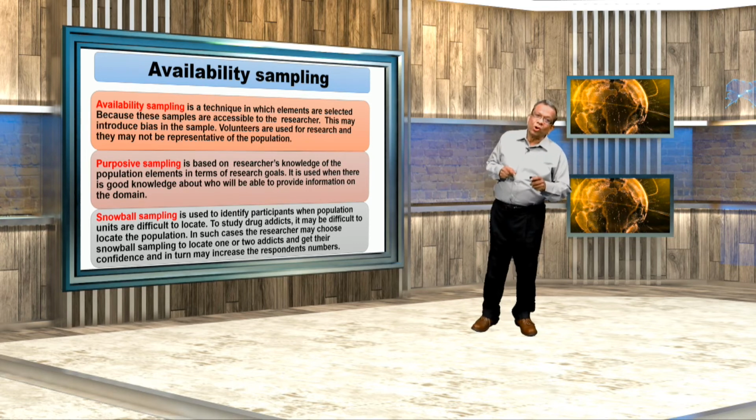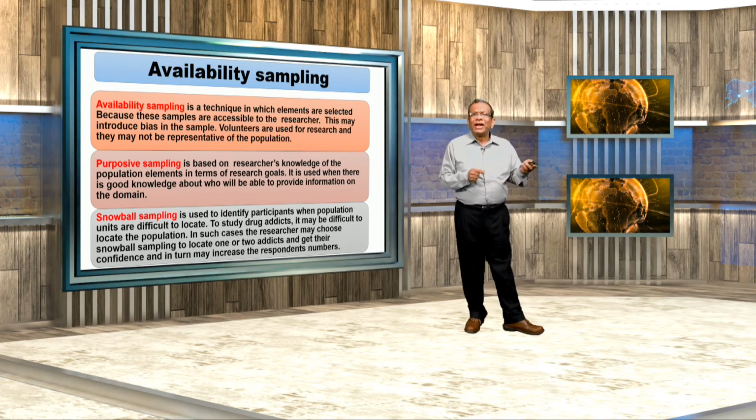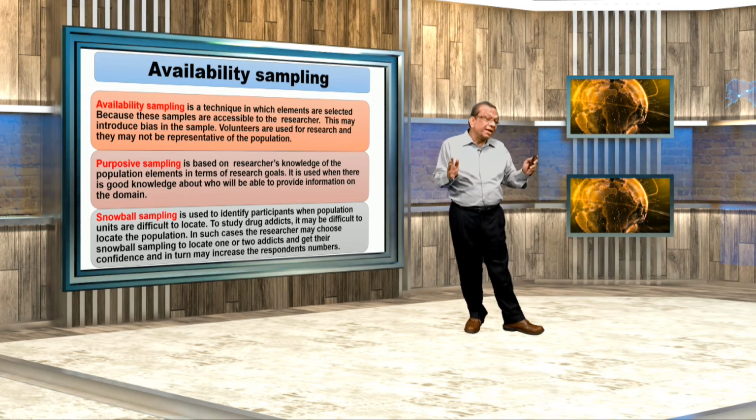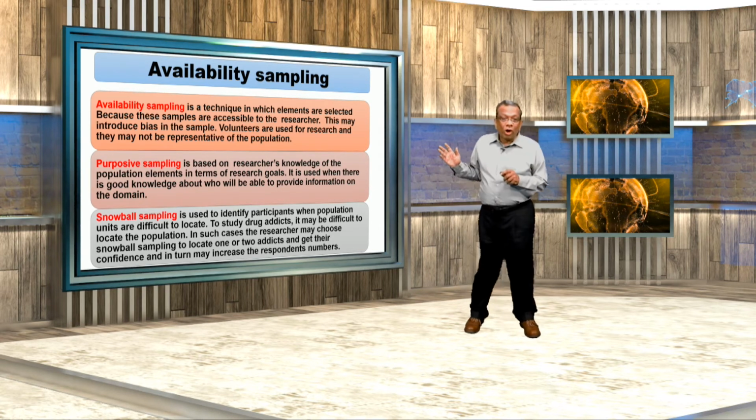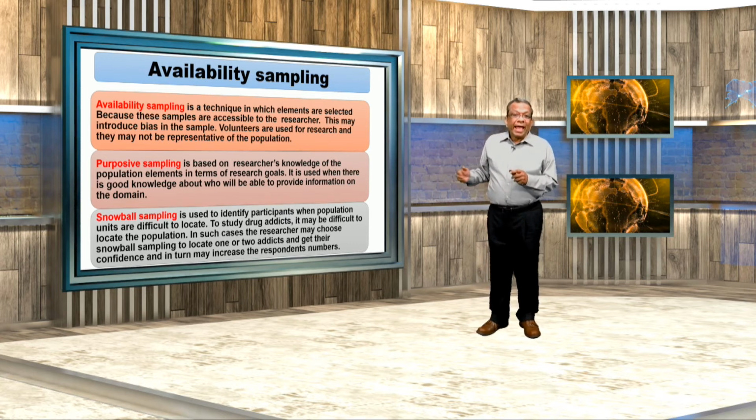The third one is snowball sampling. It is used to identify participants when population units are difficult to locate. To study drug addicts, it may be difficult to locate the population. In such cases, the researcher may choose snowball sampling to locate one or two addicts and get their confidence, and in turn may increase the number of respondents.